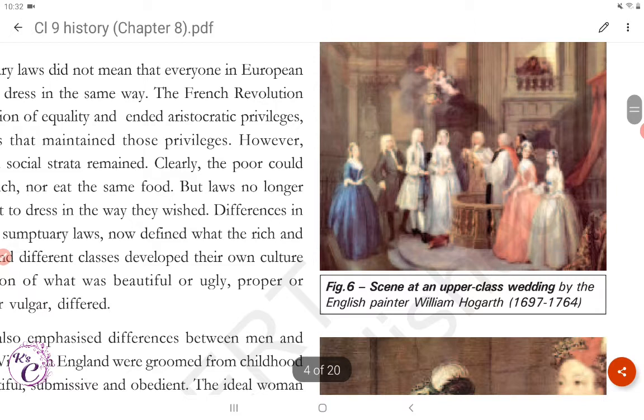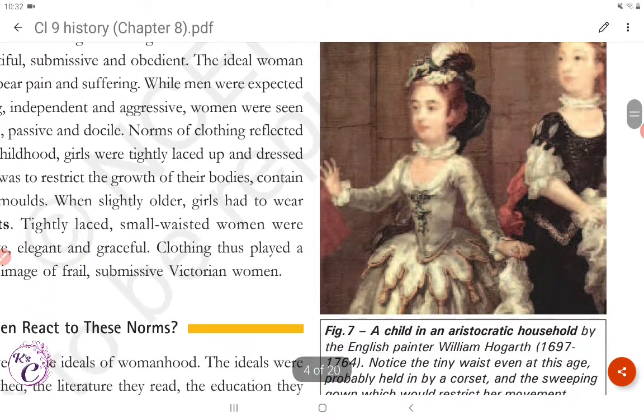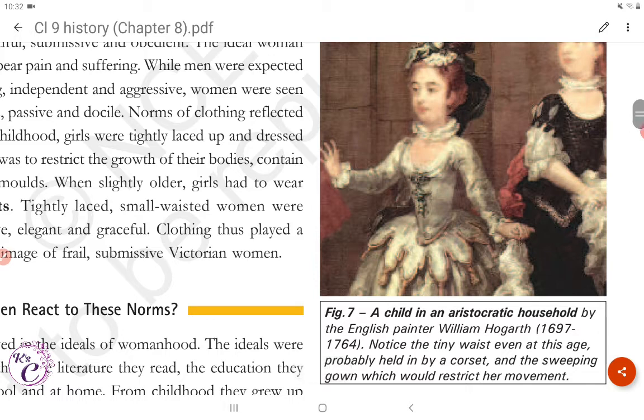Here's figure 6. Scene of an upper class wedding by the English painter William Hogarth, 1697 to 1764. We have another painting, figure 7. A child in an aristocratic household by the English painter William Hogarth, 1697 to 1764. Notice the tiny waist even at this age, probably held in by a corset, and the sweeping gown, which would restrict her movement.